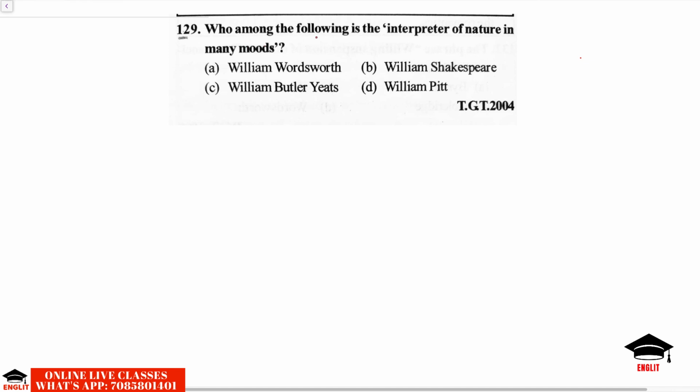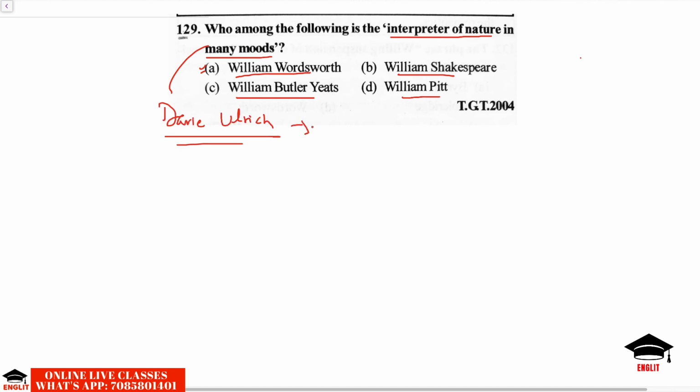Next question. Who among the following is the interpreter of nature in many moods? William Wordsworth, William Shakespeare, William Pitt, William Butler Yeats. The answer is quite simple as we are dealing with William Wordsworth in this video. The answer is William Wordsworth, who is said to be the interpreter of nature. It was Davy Ulrich in his book Interpreter of Nature who said about Wordsworth that he was the interpreter of nature in many moods.